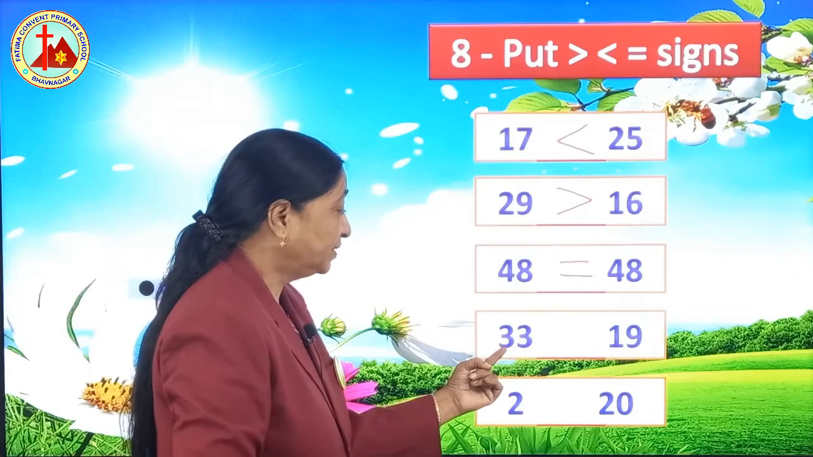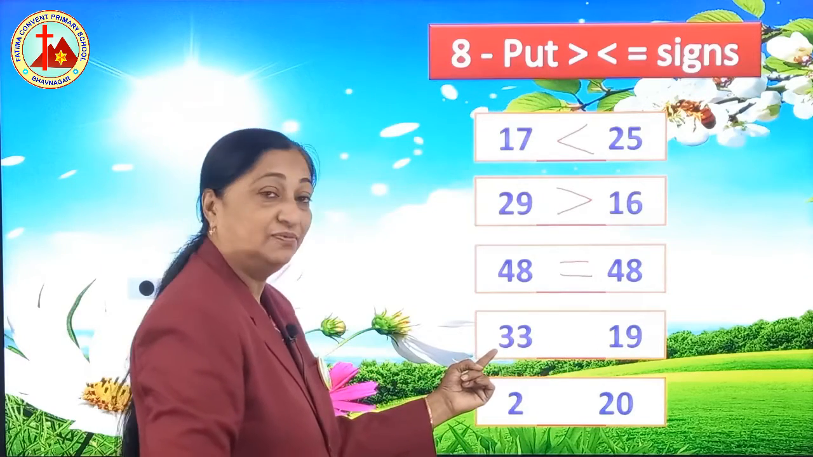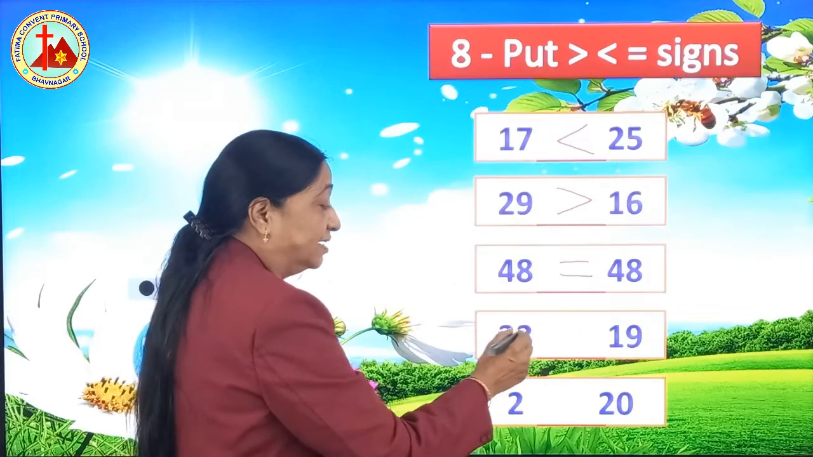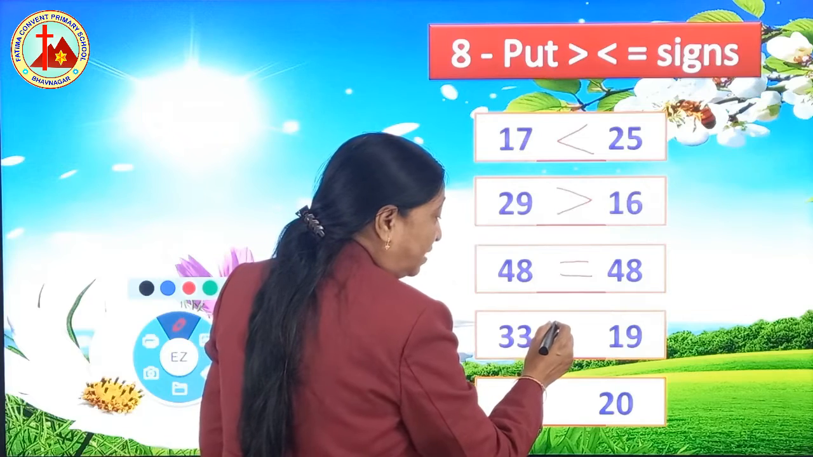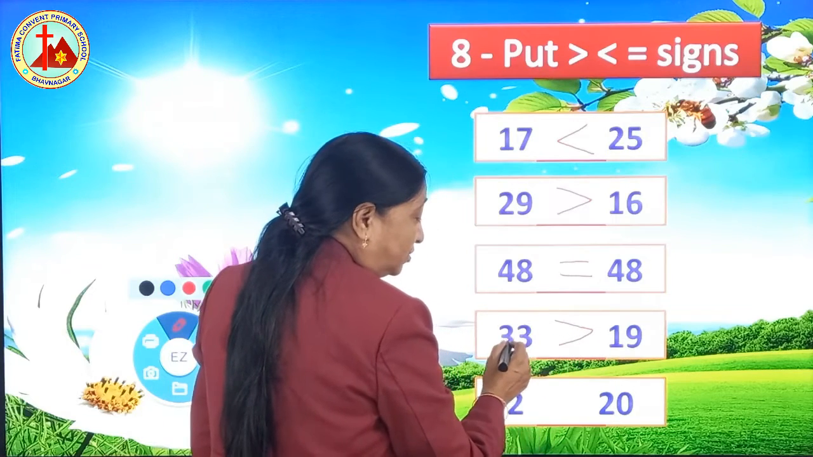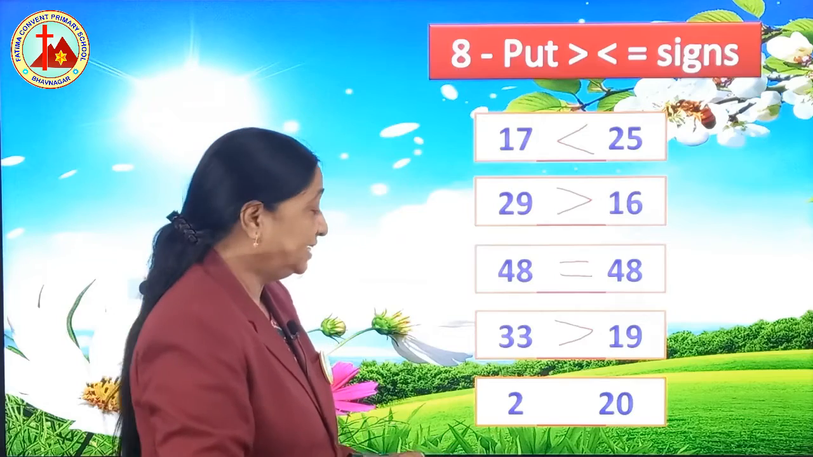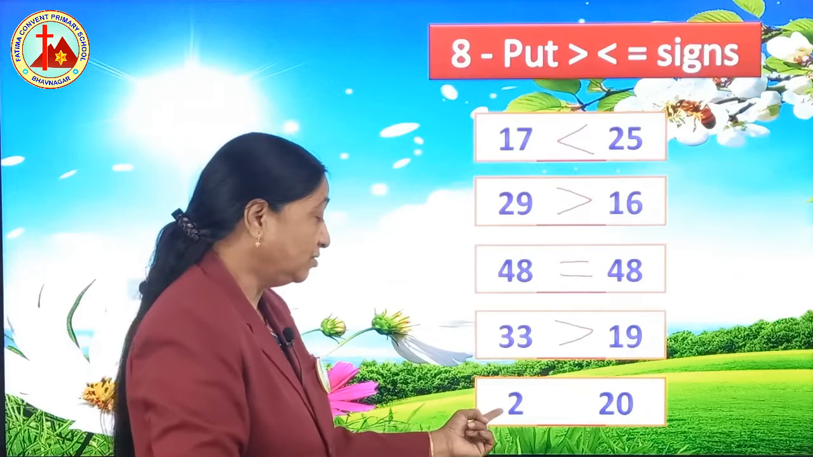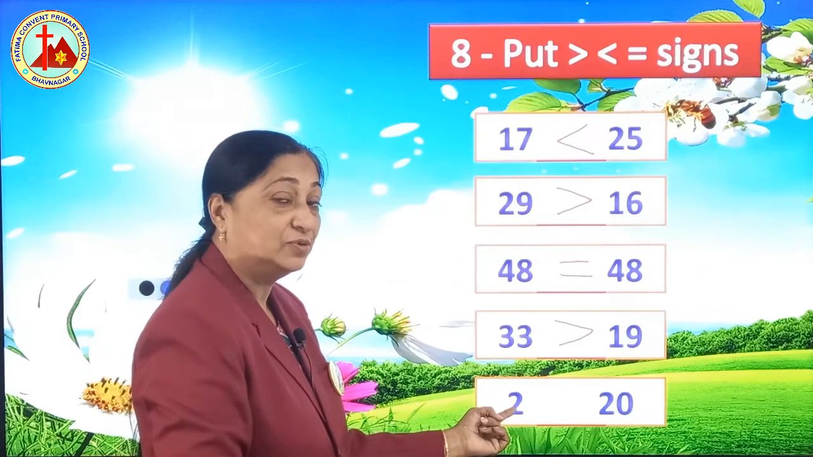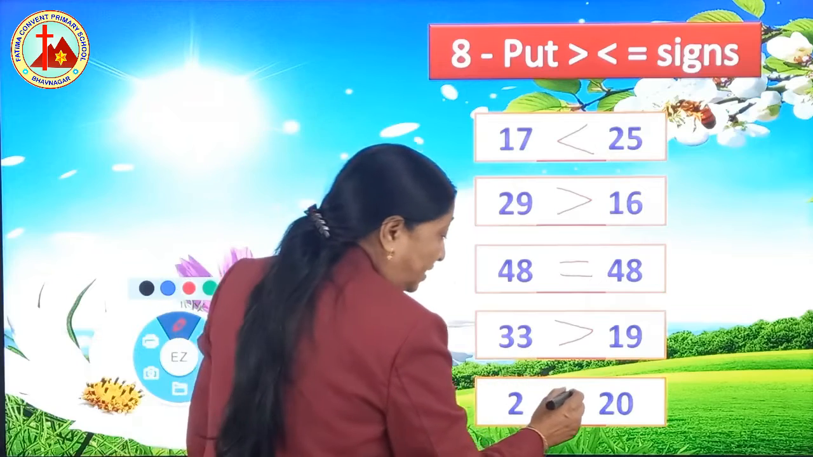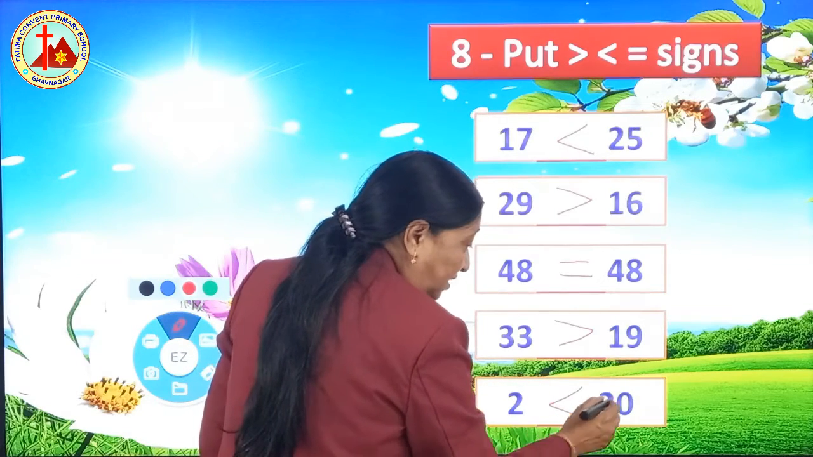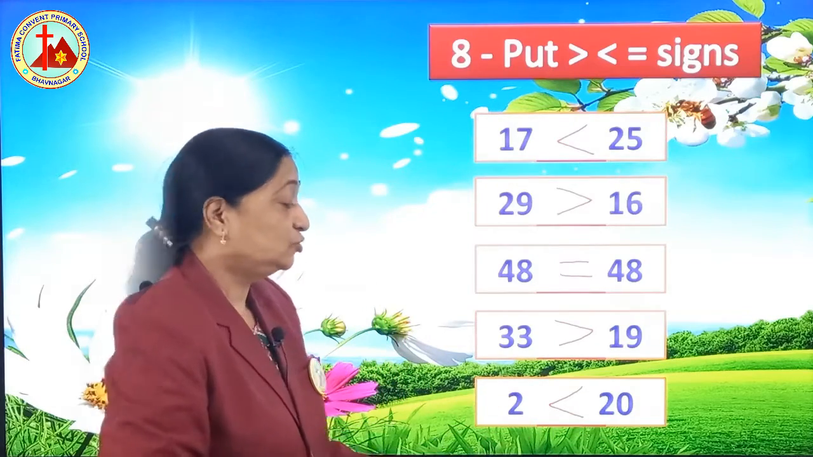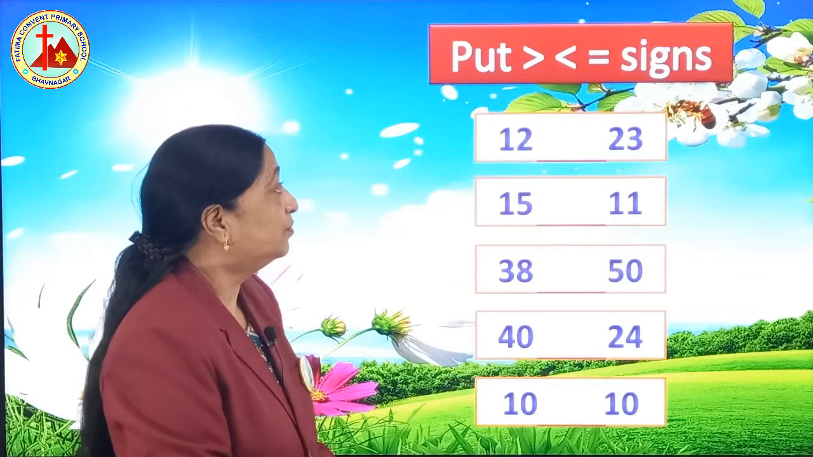Now the next one, 33 and 19. We have to see the first number, 3 and 1. So 3 is greater than the number 1. So the open mouth will be towards the greater number. So 33 is greater than number 19. Now here there is a single digit number, number 2 and number 20. Naturally, the number 2 is smaller than number 20. So the open mouth will be towards the greater number, that is 20, and the closed mouth is towards number 2.